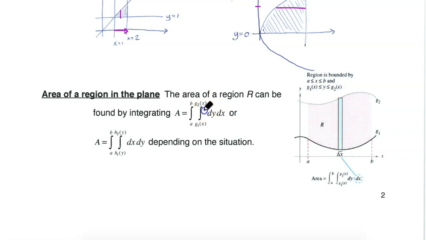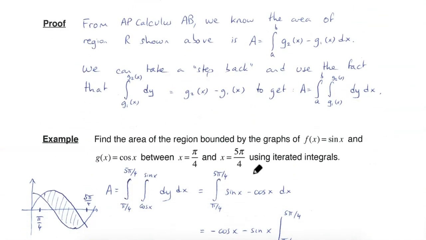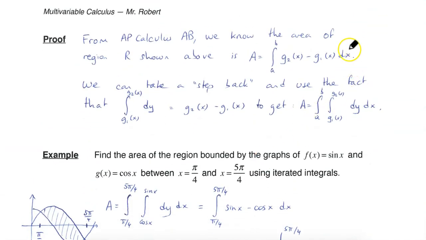When there's nothing here, it means there's a 1, right? It's 1 times dy dx. You can also flip it and solve it like that and write it like that. Of course, it depends on the situation. So we know from AP Calculus AB that the area of a region, as shown just previously, is the integral from a to b of g2 of x minus g1 of x dx. It's the top function minus the bottom function.